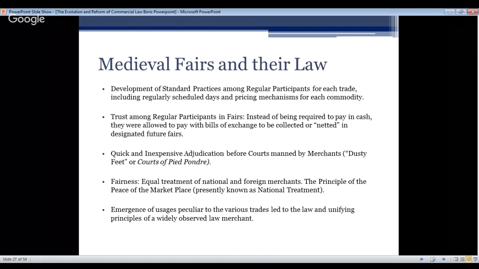So the next period we'll be looking at is the medieval European fairs, and what were their main contributions to what I would call these basic principles of the commercial law and of its contribution to economic development.